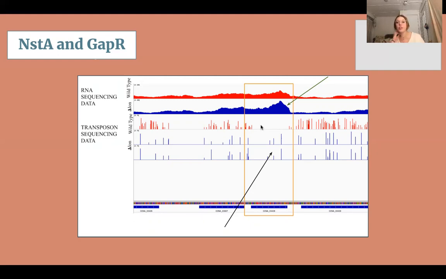Now, why is this interesting? We know that there's increased levels of DNA replication in delta lon mutants. So why would the inhibition of topoisomerase 4 activity, something that helps in DNA replication, be upregulated, but the activation of topoisomerase 4 activity would be downregulated?